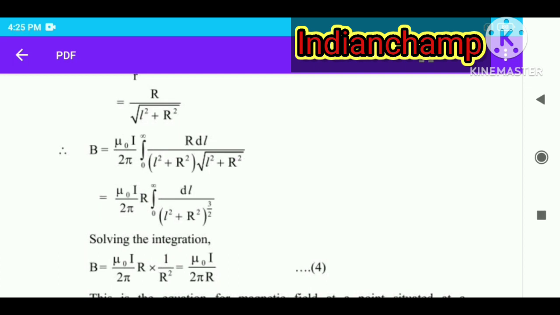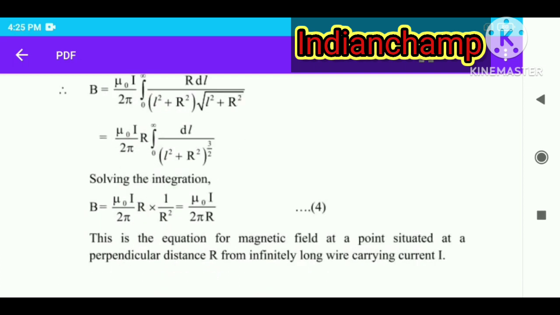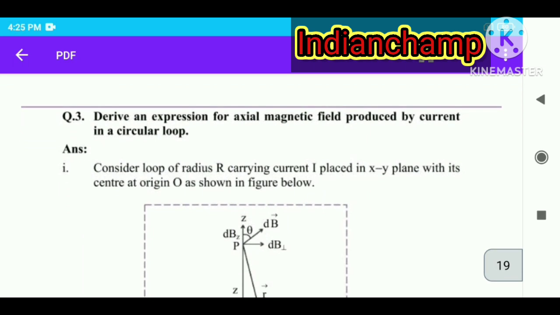Solving the integration, B is equal to mu 0 I divided by 2 pi into r into 1 by r square, which is equal to mu 0 into I divided by 2 pi r. Equation 4. This is the equation for the magnetic field at a point situated at perpendicular distance r from the infinitely long wire carrying current I.